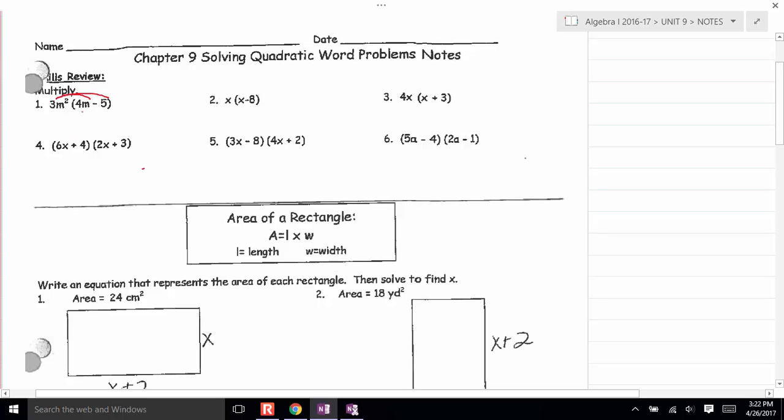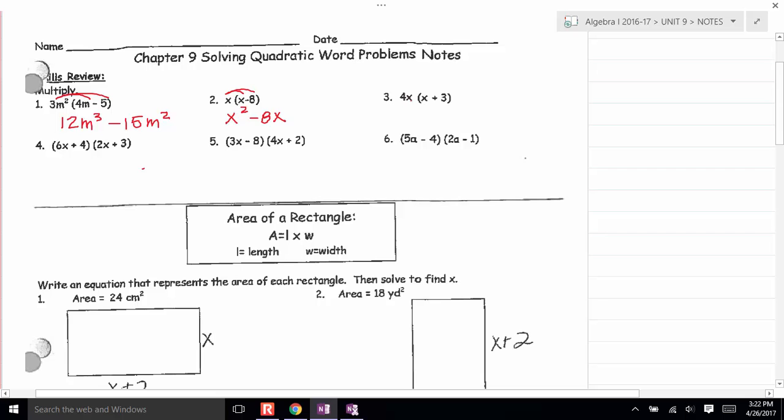So multiplying 3m squared times 4m, we're going to have 12m cubed, and then 3m squared times negative 5 is going to give us a negative 15m squared. Okay. Moving on to number 2, do the same thing here. We're going to distribute the x. So x times x is going to give us an x squared, and x times negative 8 is going to give us negative 8x.